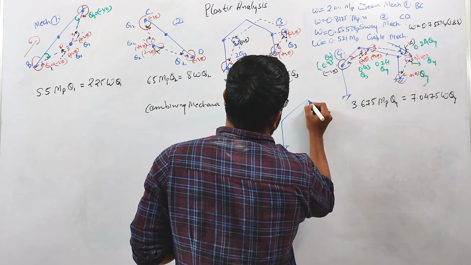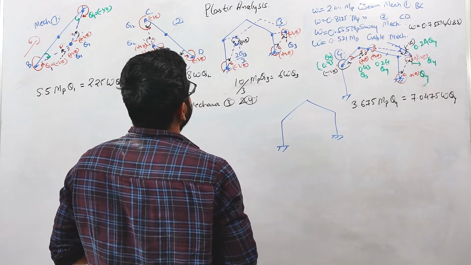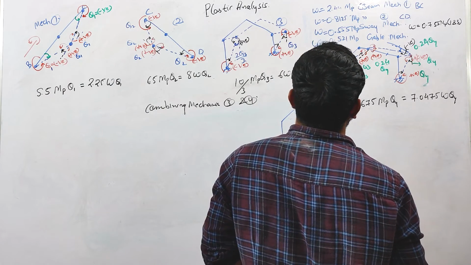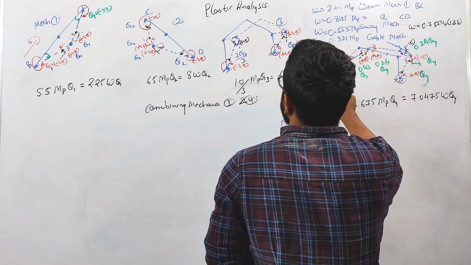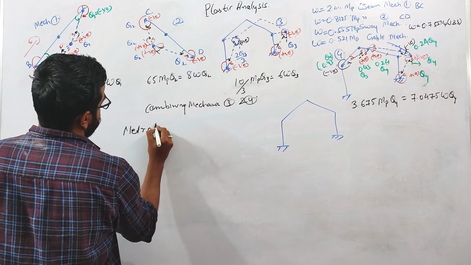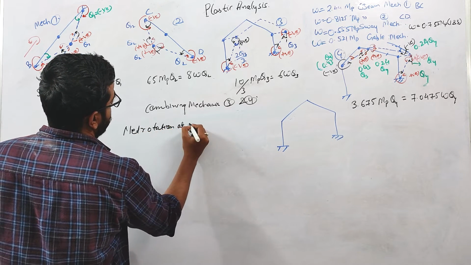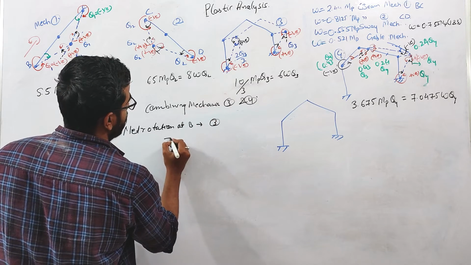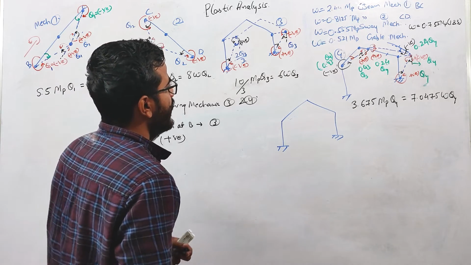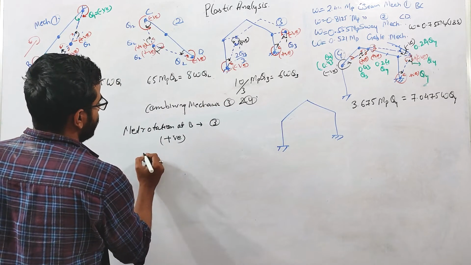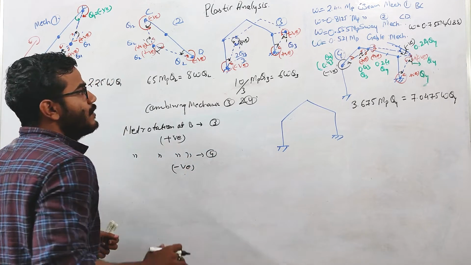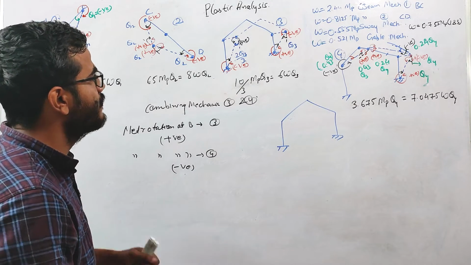So if this is the frame, at this point the net rotation at B in mechanism 3 is positive, right? And in mechanism 4, net rotation at B is negative, right? So we can cancel. So the cancellation of hinges is possible.